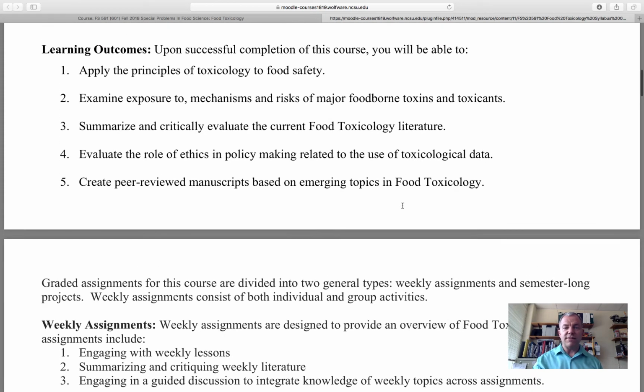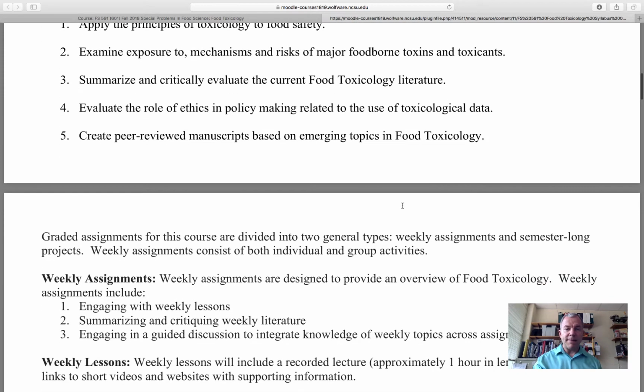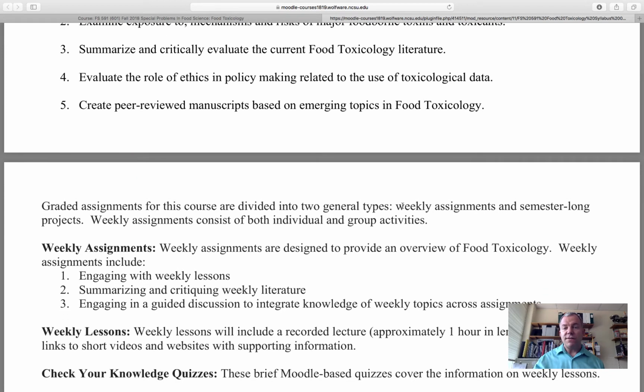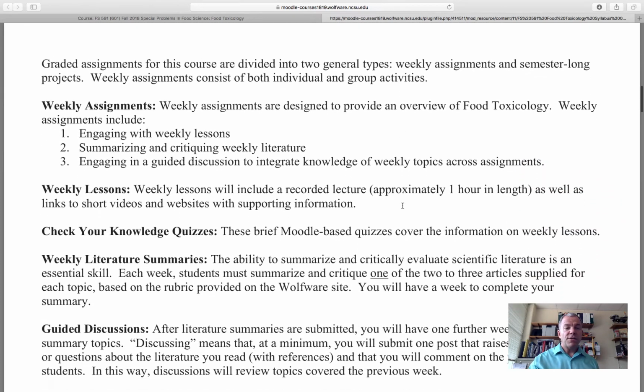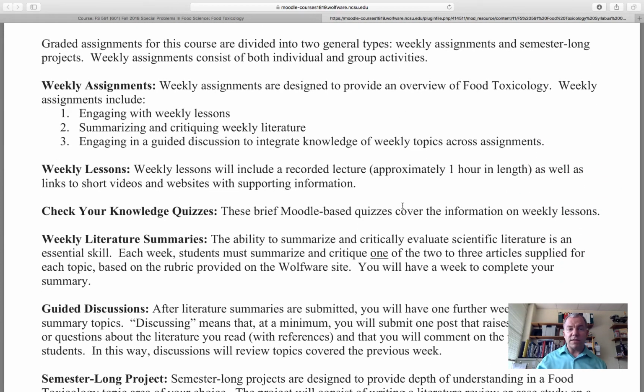Primarily chemical food safety is what we're going to be looking at. We're going to be trying to understand how the body deals with the toxins, both natural and man-made, that it's exposed to on a regular basis, and consider the current literature, the ethics related to toxicology, and creating manuscripts based on emerging topics.